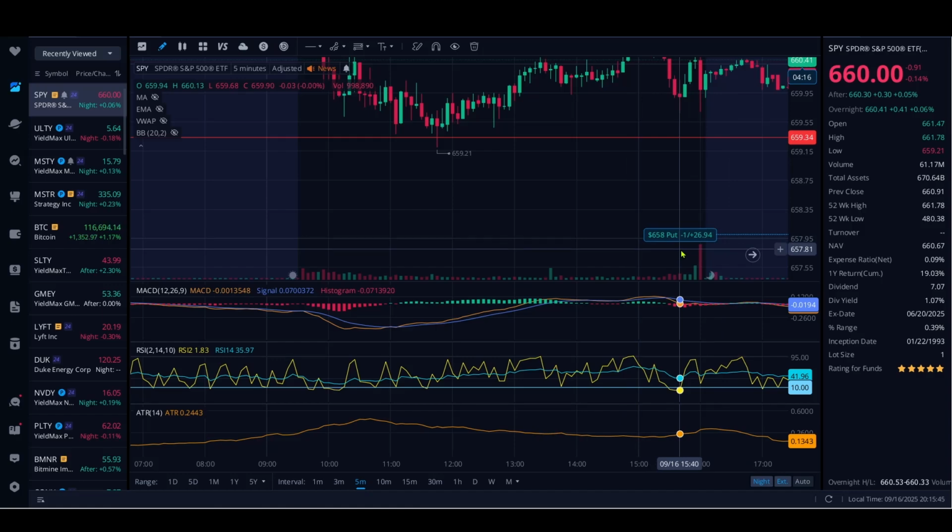It just expired worthless. I keep 30 bucks. I don't have to pay anything and it expires worthless. And then by the end of the day, it just goes away, right? Your broker will take care of it at that point.